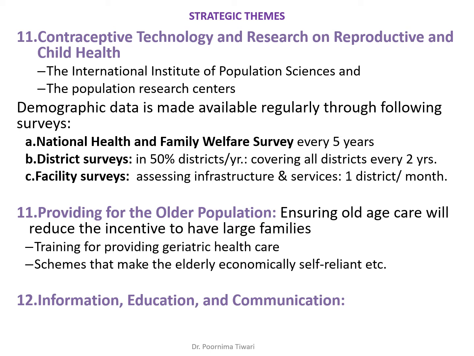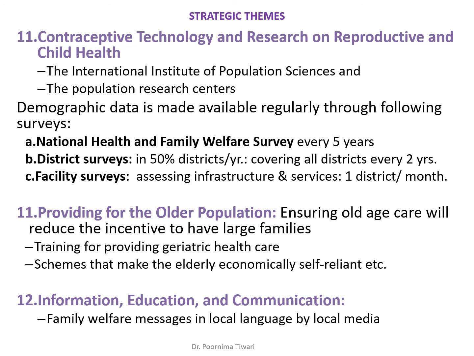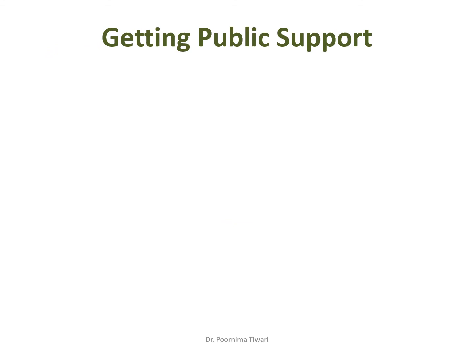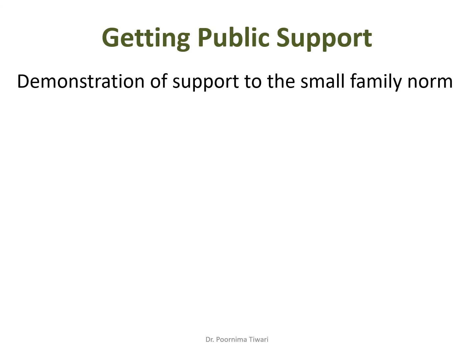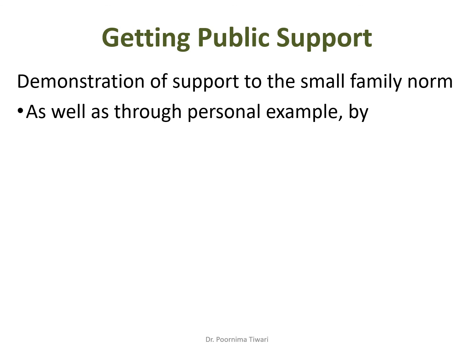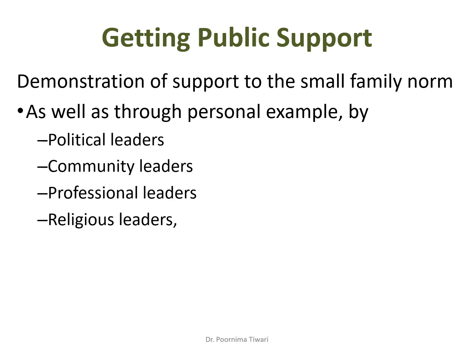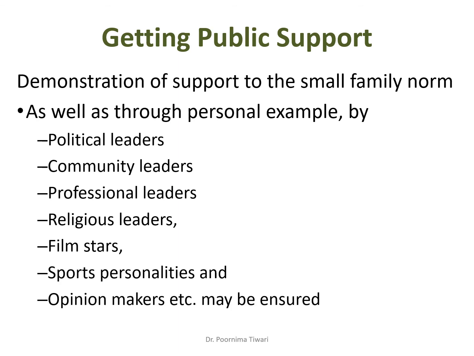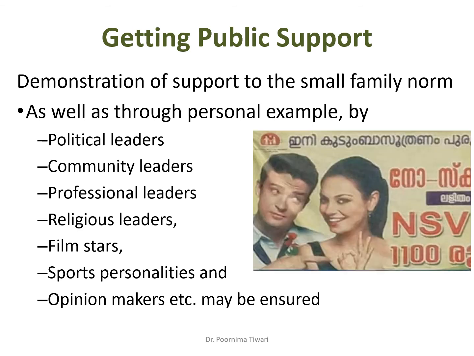Finally, and not the least, information, education, communication. Most important part: if people are aware of the need to limit their families, of the advantages of that, and how to do it, then only the program will reach somewhere. So, family welfare messages in local languages by local media. Getting public support is an important part. So, demonstration of support for the small family norm in the form of personal examples also by political leaders, community leaders, professional leaders, religious leaders, film stars, sports personalities, opinion makers, influencers, etc. should be ensured.